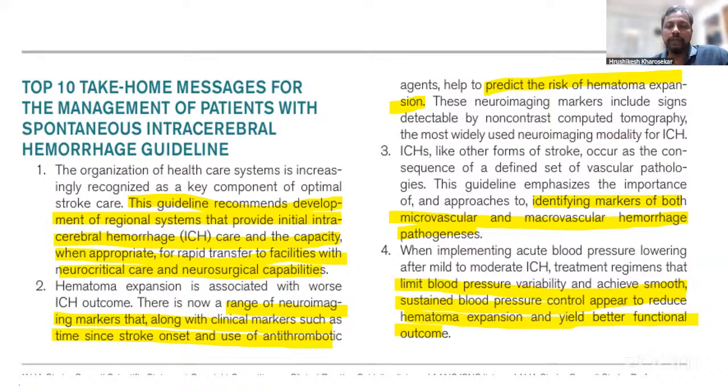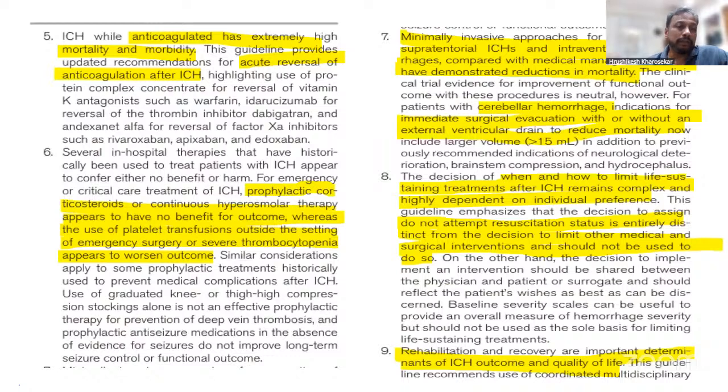The fourth point they recommend in the treatment of ICH is that when implementing acute blood pressure lowering agents, the treatment regime should be variable and achieve smooth, sustained blood pressure control rather than suddenly taking the BP down. Smooth and sustained control reduces hematoma expansion, which yields a better functional outcome. When anticoagulation is being given, there is high mortality and morbidity.